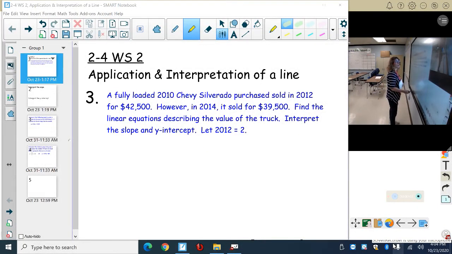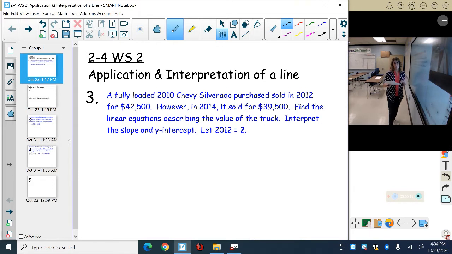Okay, we are going to be talking about doing your homework this evening, and that is going to be worksheet 2 of section 2.4, and it's still the application interpretation of a line. So let's go ahead. I'm not going to do problem 1 for you. Problem 1 is about Target stores. Problem 2 is a salary problem, which we already talked about. And problem 3 is going to be the Chevy Silverado problem, which we are going to do together.